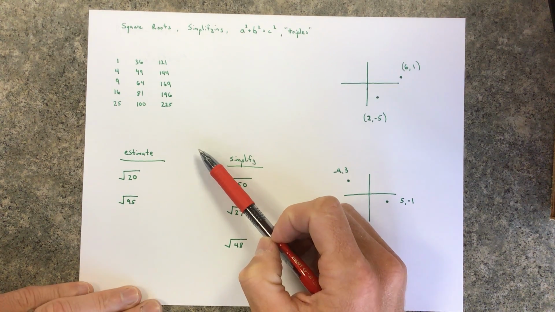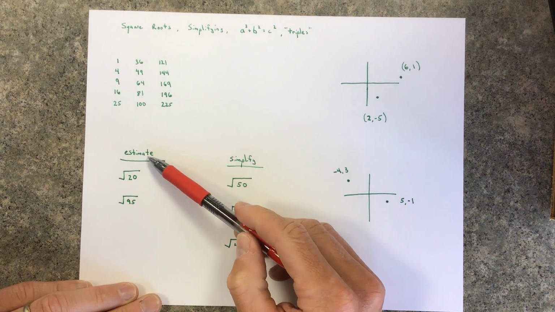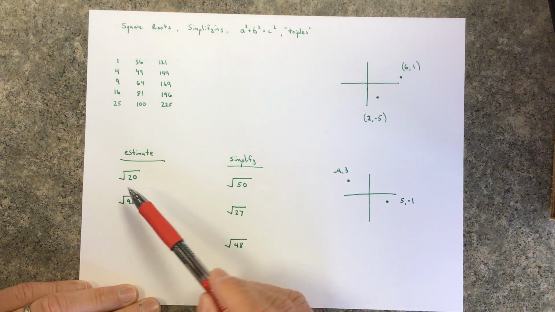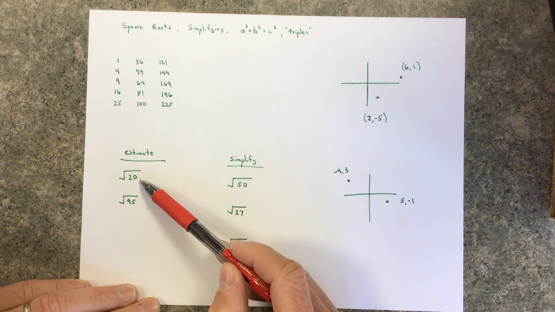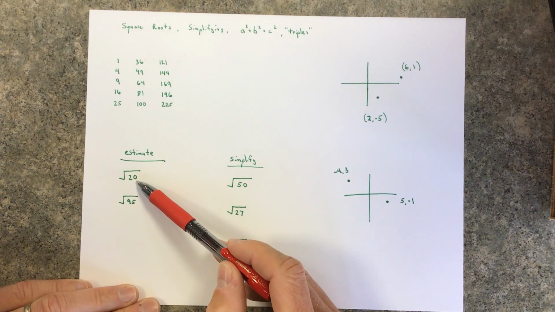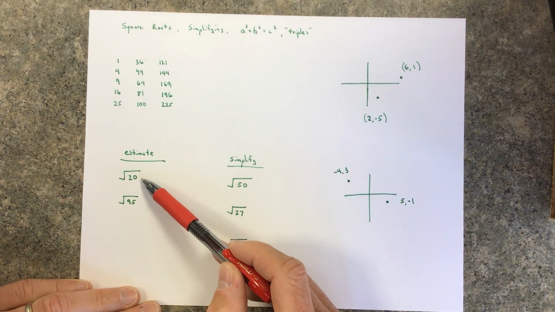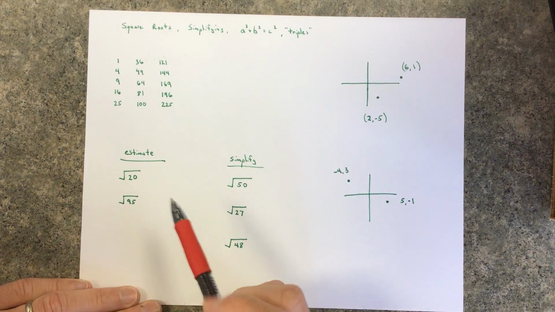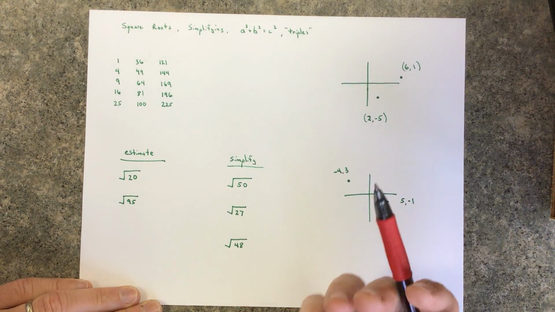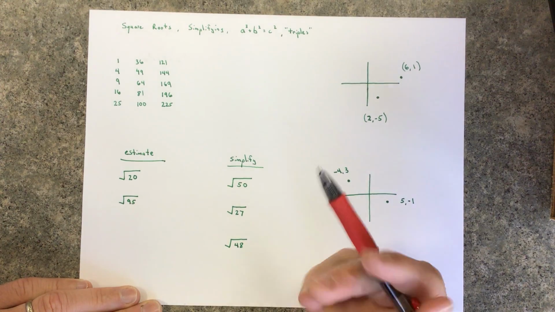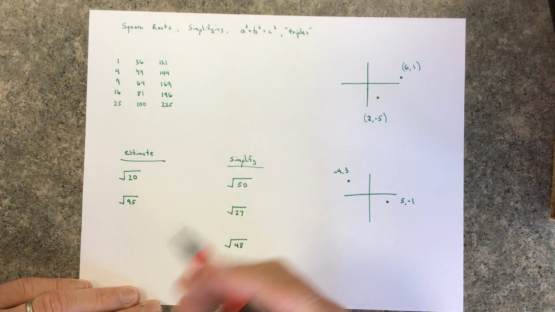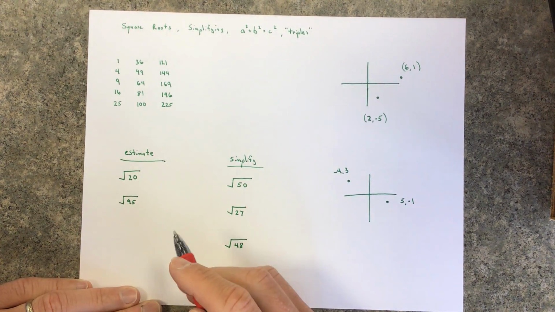So the first idea is, let's see if we can estimate square roots. The square root of 20 is just a number. It just happens to be an irrational number, meaning it can't be expressed as a fraction. It's a decimal that goes on forever with no pattern, but it is a number. It is a real number. It's just not a fraction. It's not a rational number, as they call it.